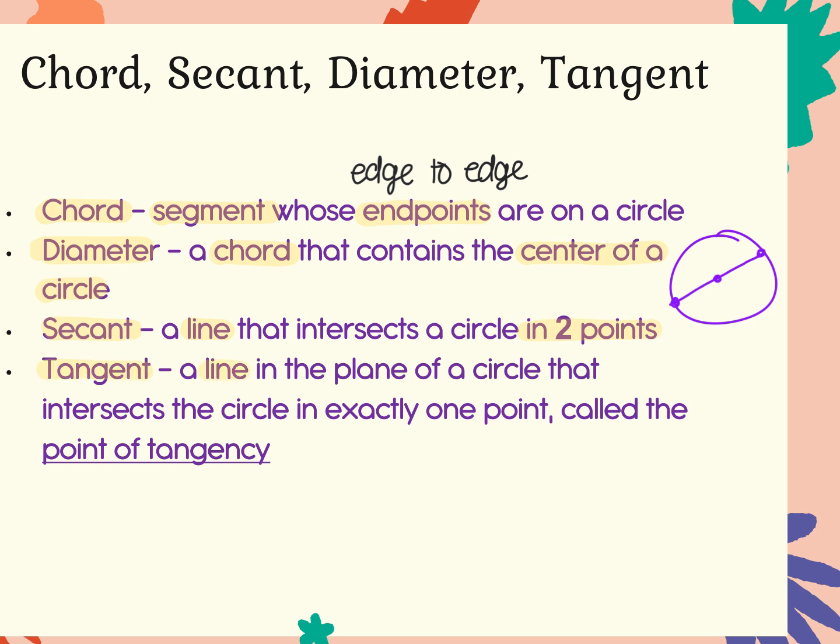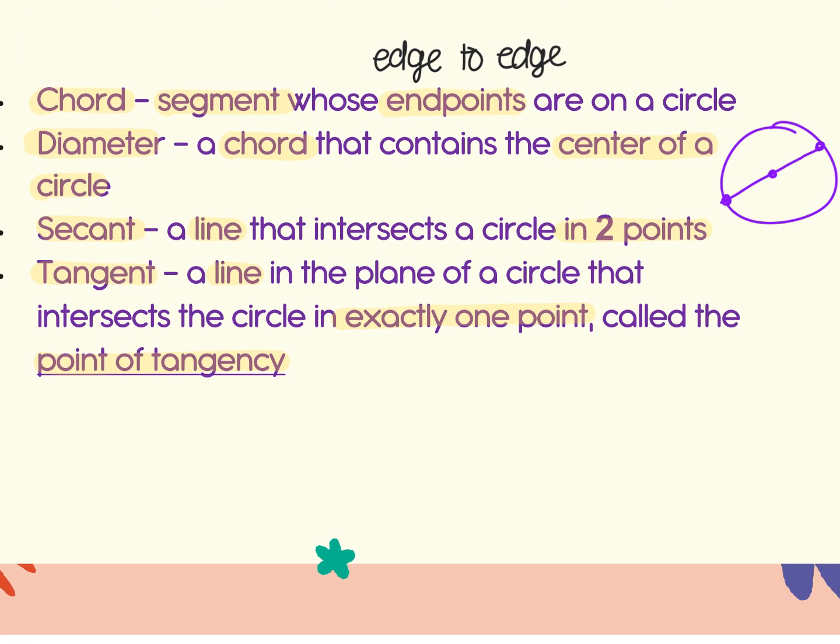And then you have a tangent, which is also a line in the plane of a circle that intersects the circle in exactly 1 point, and that point is called your point of tangency. So I'm going to draw your tangent. Here's your circle. Here's my center of my circle. We're going to call this line my tangent. It intersects my circle at exactly 1 point right here, and this point is called your point of tangency. So please make sure you understand that. Your tangent is the line and your point is the point of tangency.